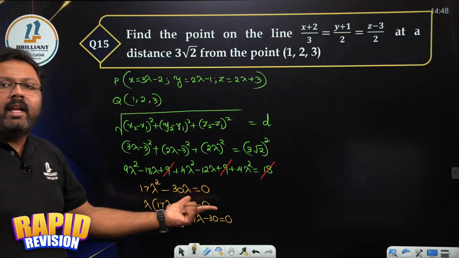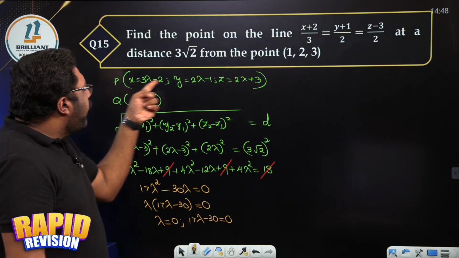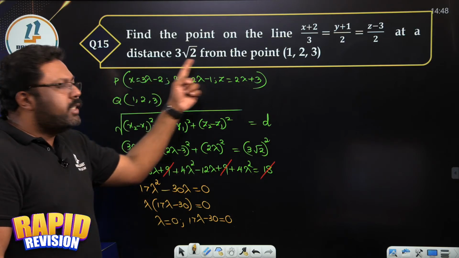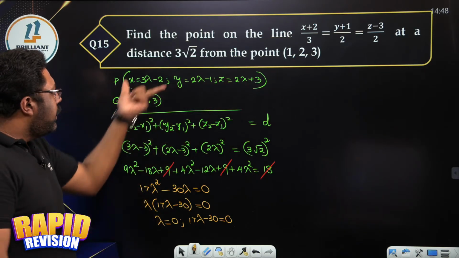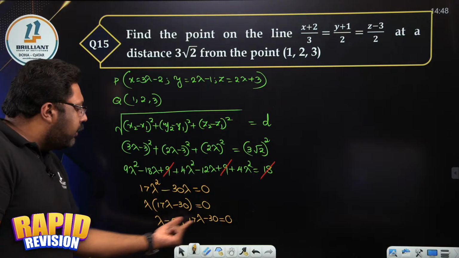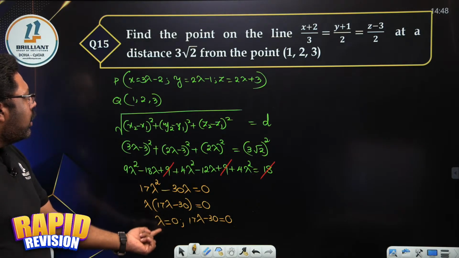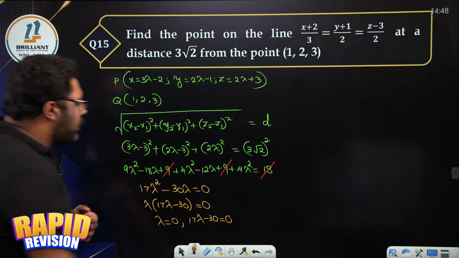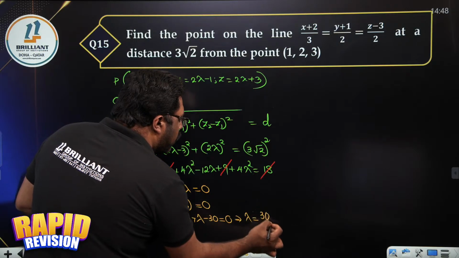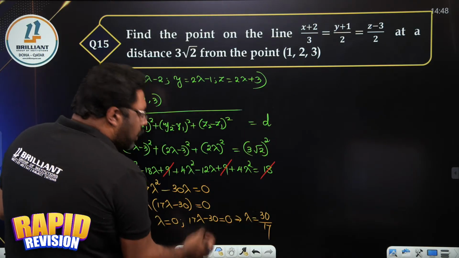So once again, the idea behind this question, finding the coordinates of a point: write the coordinates in terms of lambda. The distance between them is 3 root 2, square both sides, and get the value of lambda. I got 2 values for lambda. One is 0, the other one is lambda equal to 30 by 17.